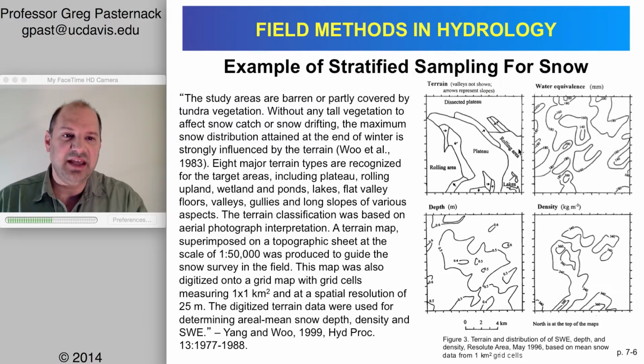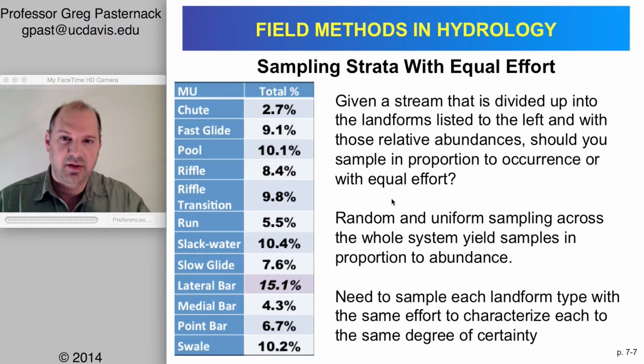And then from this, they came up with an approach for using snowmobiles to go out and sample and adequately represent what's happening in each one, which then led to maps of snow depth, density, and snow water equivalents that are mindful of these sharp thresholds between terrain types.